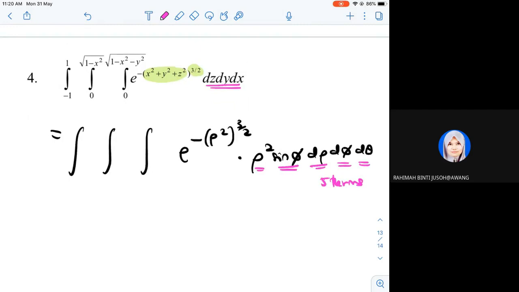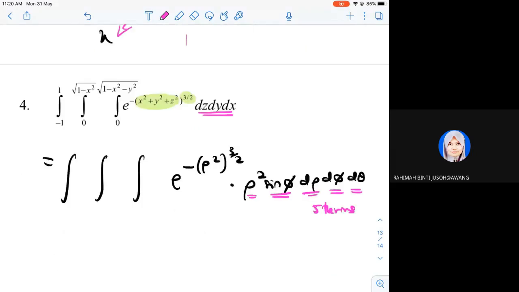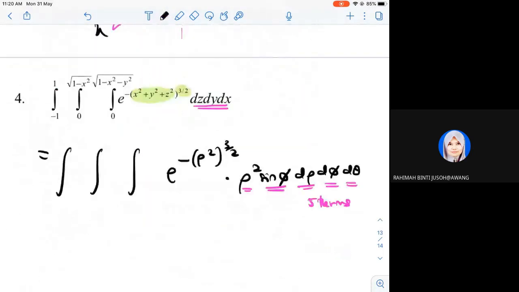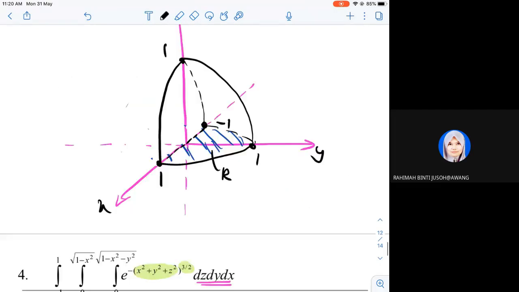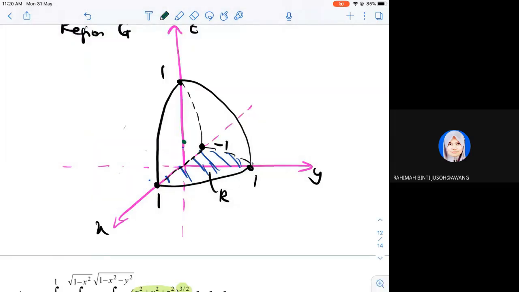Now, the limit for radius of the quarter sphere. Rho start from 0 until rho equals to 1. Yes, very good. And then phi from 0, sebab daripada paksi z exist ni, this is your phi from 0 until here.